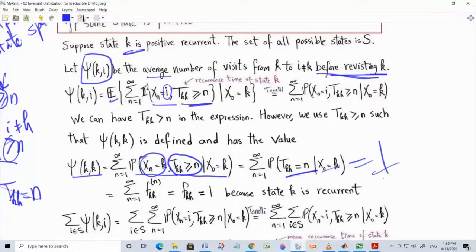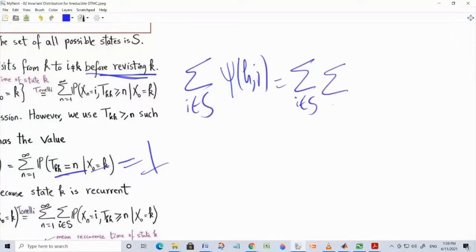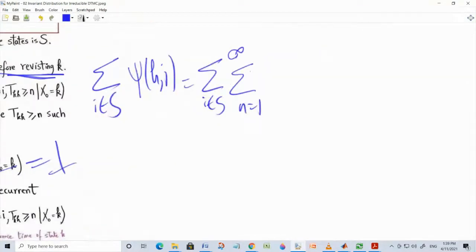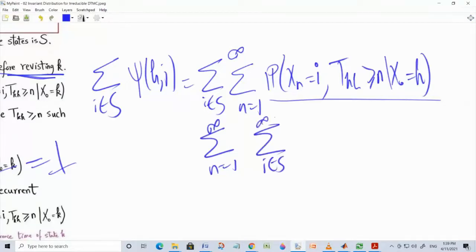Okay, now let's do something else. Let's take this quantity and sum it over I, where I is in the state space. So this will be summation over I in S, summation over n from 1 to infinity, of the probability that xn is equal to I and tkk is greater than or equal to n, given that we start in this recurrent state. That's a non-negative quantity. By Tonelli, we can interchange the order of summation, and we can have a summation like this.